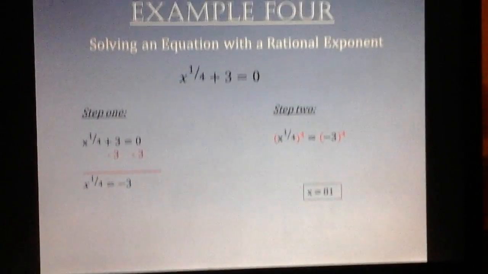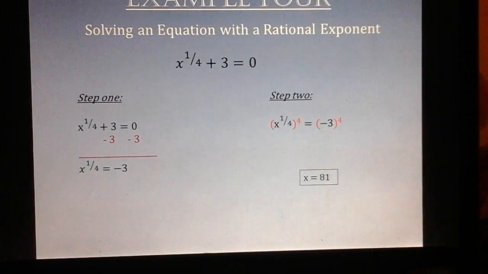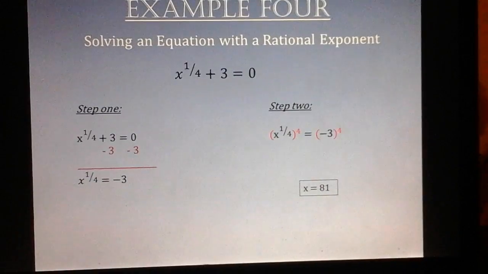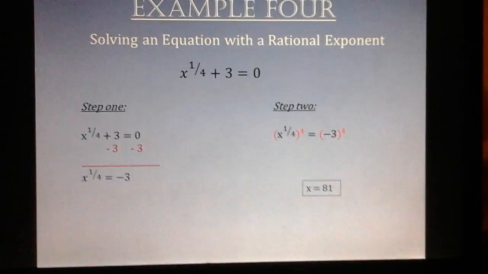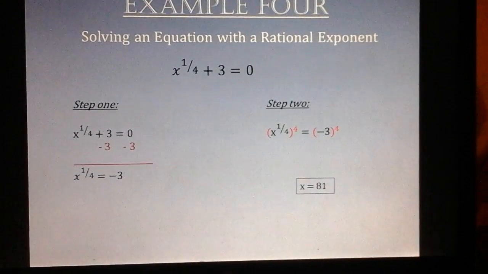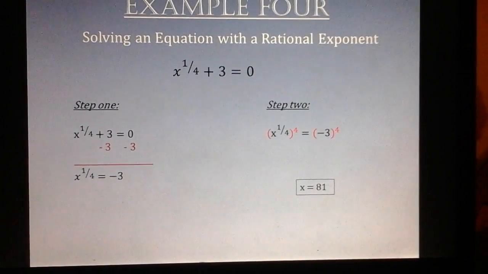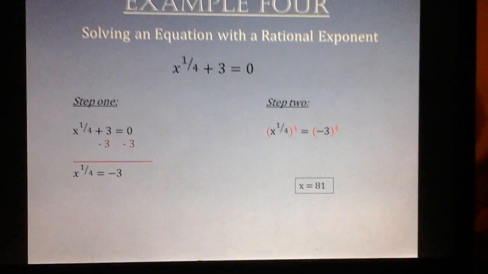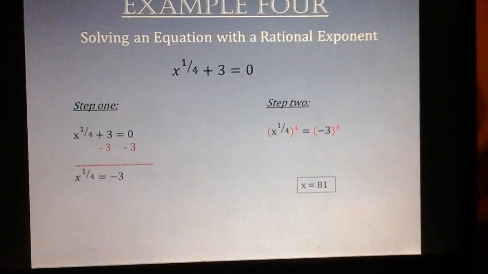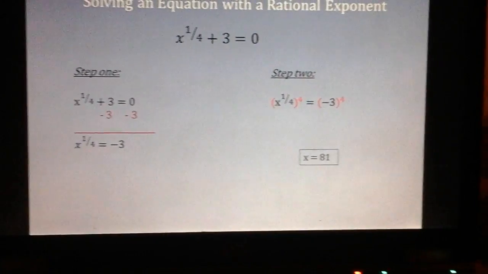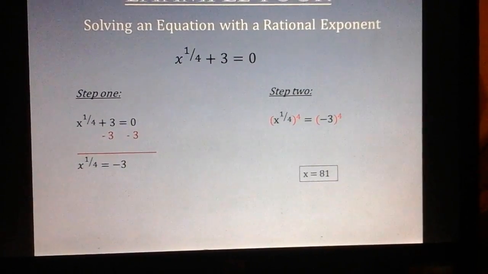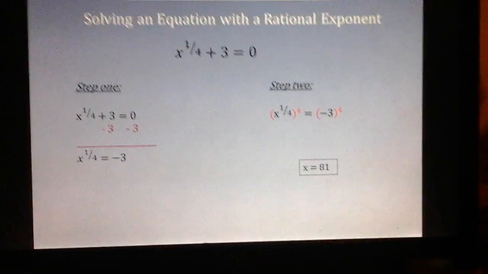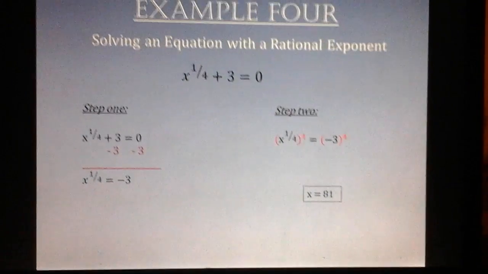For the fourth example, we're going to solve an equation with a rational exponent. It would be x to the 1/4 power plus 3 equals 0. For step 1, you would subtract 3 from both sides to get x to the 1/4 power equals negative 3. And then for step 2, you would raise both sides to the 4th power because that is the reciprocal of 1/4. So you would get x equals 81.